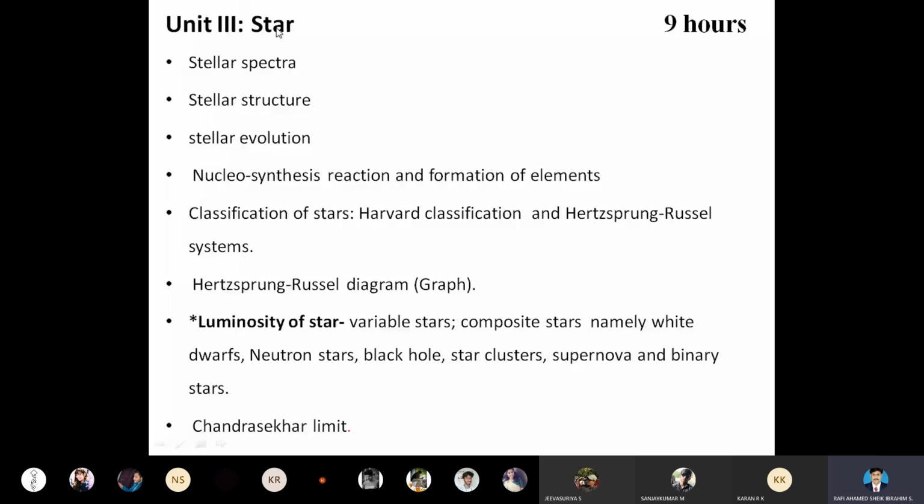The first topic is the formation of the star. So how the star is going to be formed. In this formation of the star, we are going to consider the spectroscopic studies also.